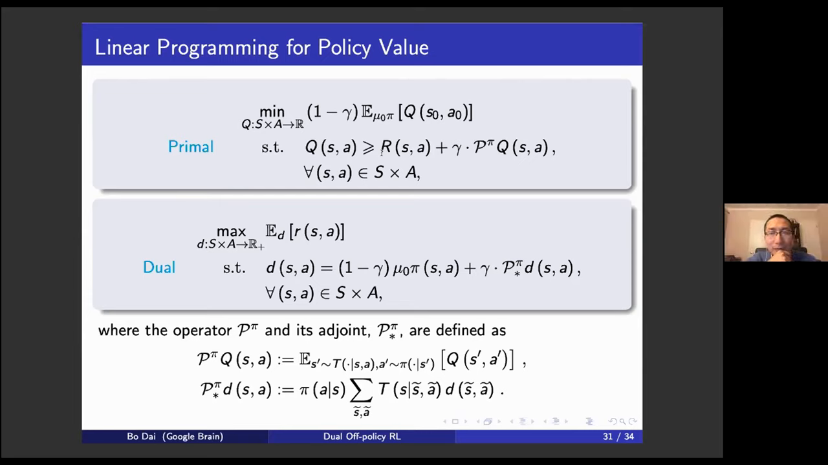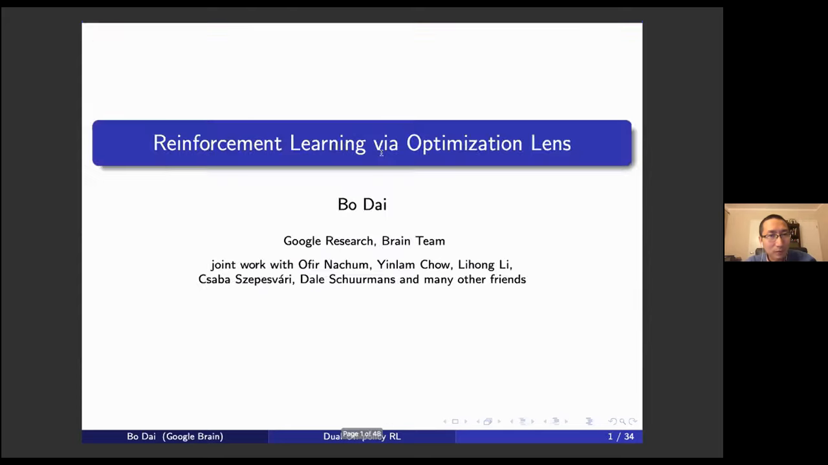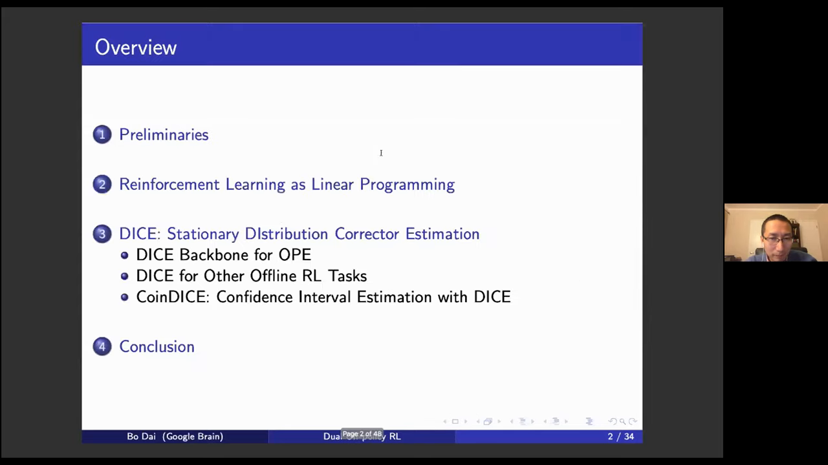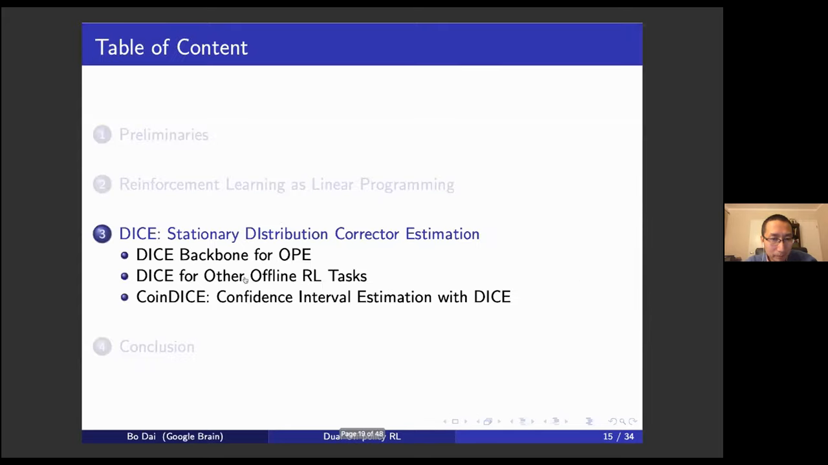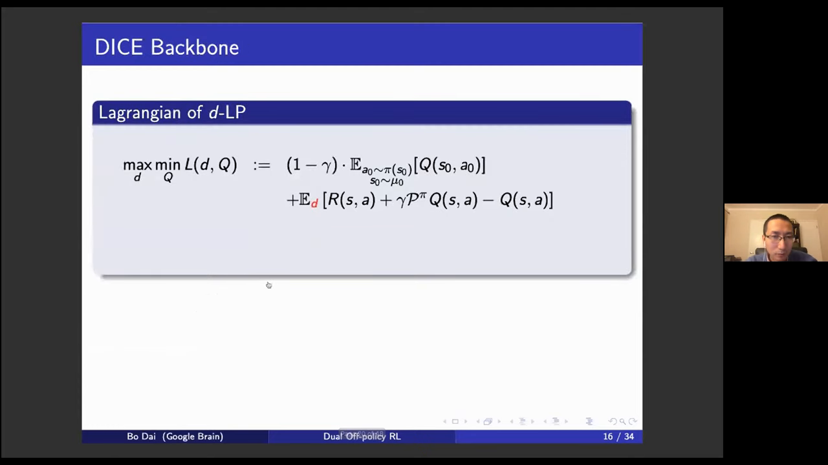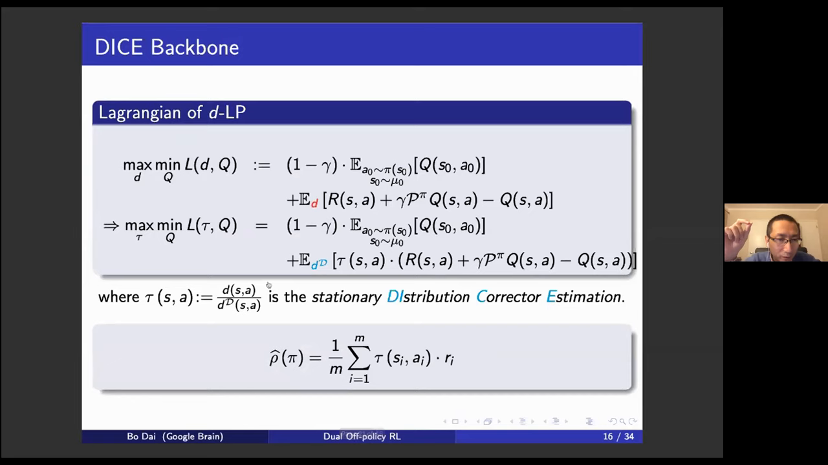Thank you. My second question follows up on the first. Can you go to the Lagrangian form? Right. Now I understand how you derived this Lagrangian. In the next equation, I remember you somehow lifted it. How did you convert the maximization over D to the maximization over tau?